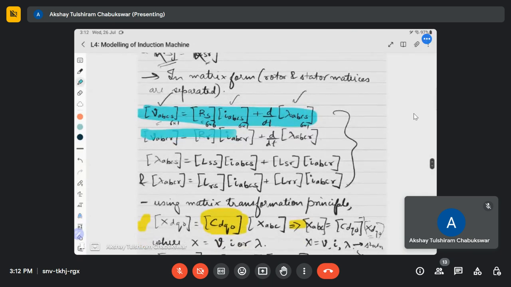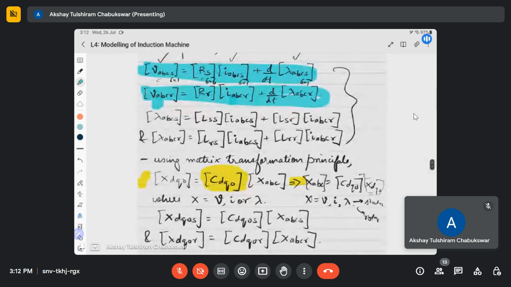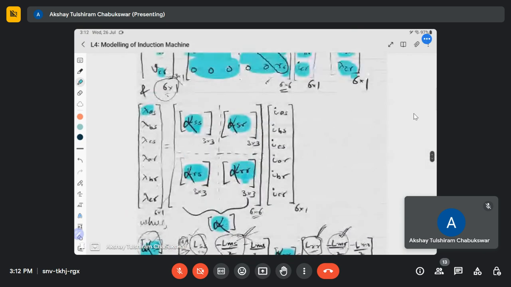Similarly for rotor, VABCR equals RR into IABCR plus d by dt of lambda ABCR. Similarly for flux vectors, for the stator flux linkage vector, you can write lambda ABCS equals LSS into IABCS plus LSR into IABCR. Why?